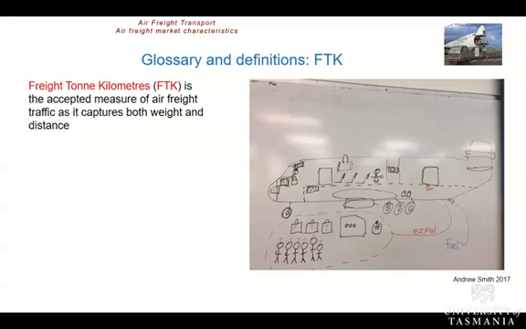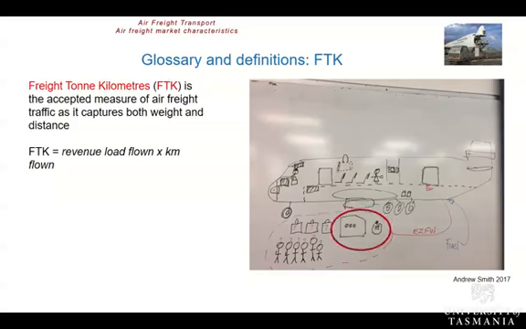Anyway, the point I want to make here is that in terms of coming up with a measure of volume for international freight, the term is freight tonnes per kilometre, or FTK. And that's the accepted measure of air freight traffic. To get a sense of the growth or decline of freight globally, it's based on freight tonnes per kilometre. It captures both the weight and distance of the movement of air freight. So freight tonnes per kilometre equals the revenue load flown by the kilometres flown.